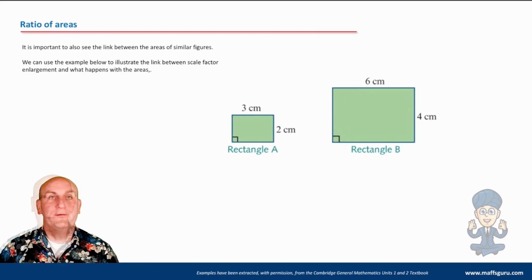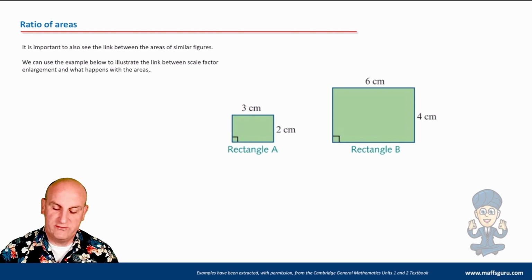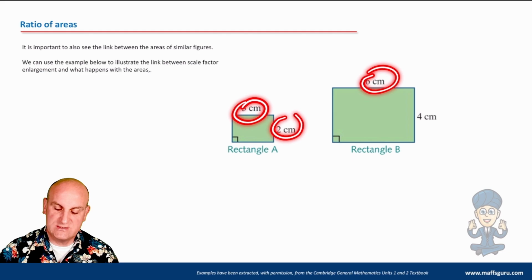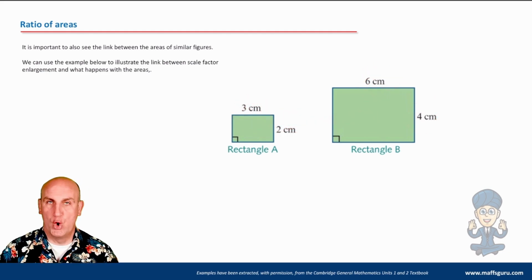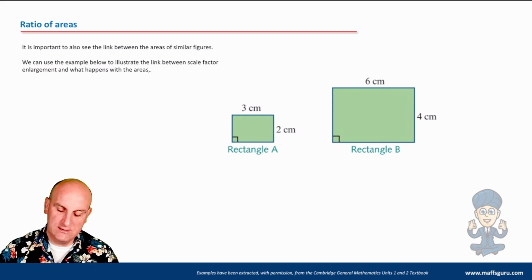Now, what about the ratio of the areas? Well, surely if I double the lengths, I'm just going to double the areas, aren't I? I mean, that's gone 3 to 6. That's gone 2 to 4. So don't the areas just double? Bit of a trick. Let's see what actually happens.